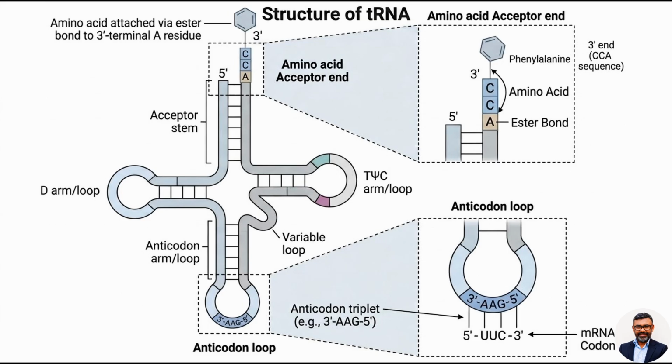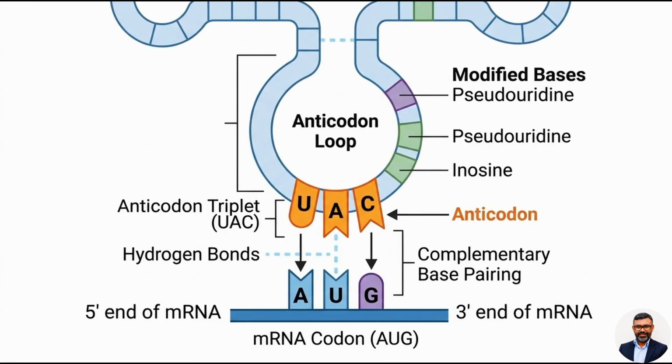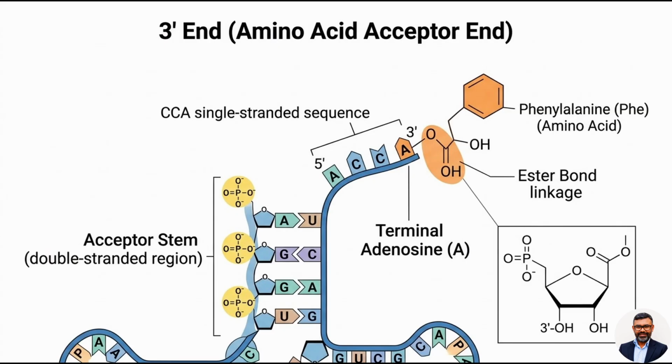The secondary structure of tRNA is commonly represented as a cloverleaf structure. The most important regions for us are the anticodon loop and the amino acid acceptor end. The anticodon loop contains three bases called the anticodon. These bases are complementary to the codon present on mRNA. At the opposite end is the amino acid acceptor end, where the specific amino acid attaches.